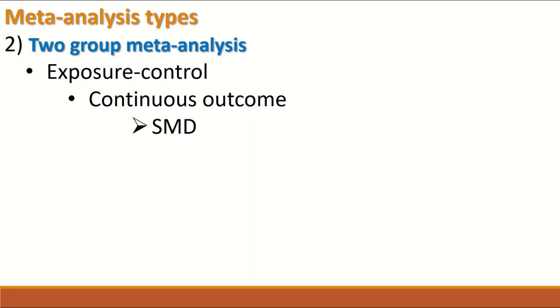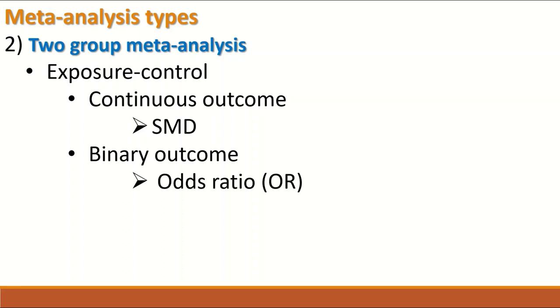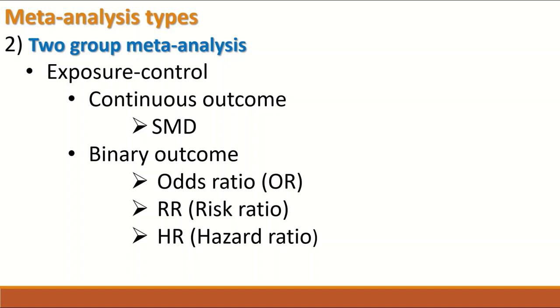Then the effect size, which is SMD, can be used, and there are several types of standardized mean difference, using the Hedges g, or the Cohen's d, or the Glass's delta approach. If the outcome is binary, and a binary outcome is an outcome in which the data have only two levels, either yes or no, disease or no disease, then the effect size that can be used for two group meta-analysis is the odds ratio, the risk ratio, or the hazard ratio.